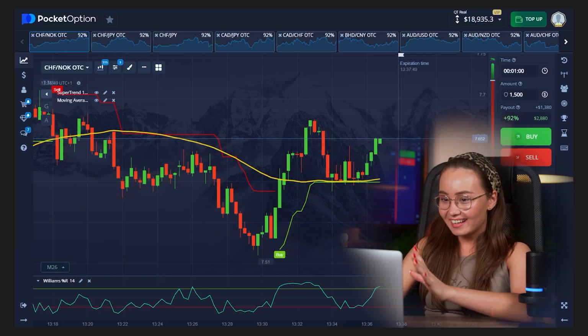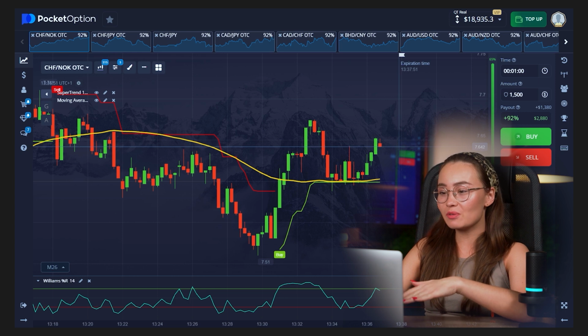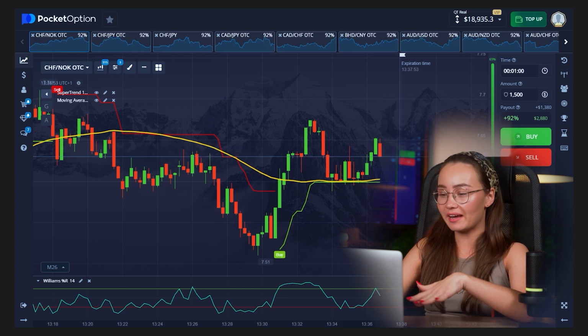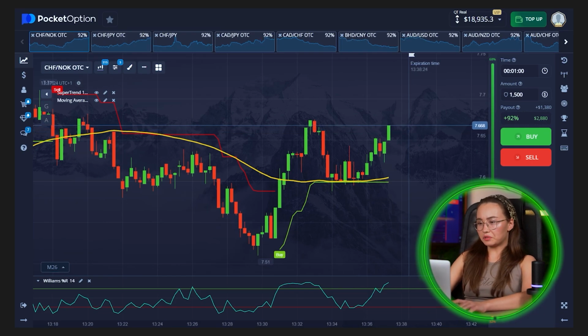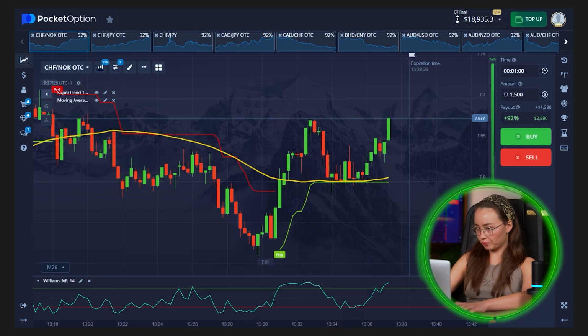Yes! If the price reverses and drops to the MA, we will open the trade again. Let's watch. No, it won't drop. Let's keep going.